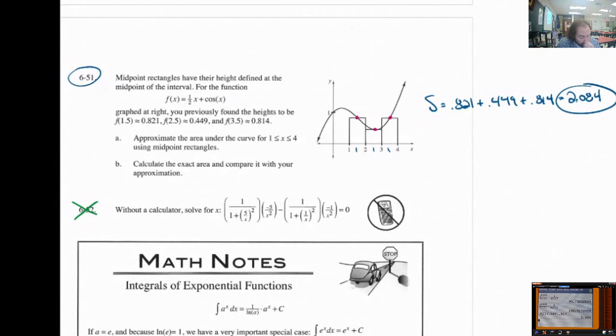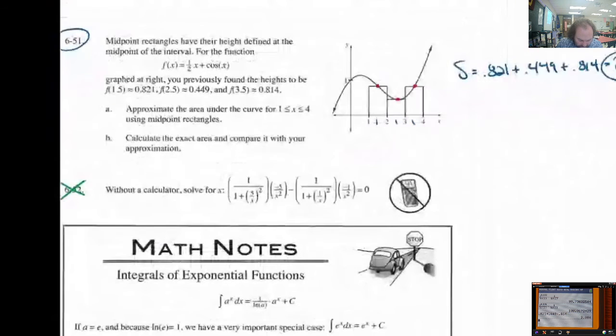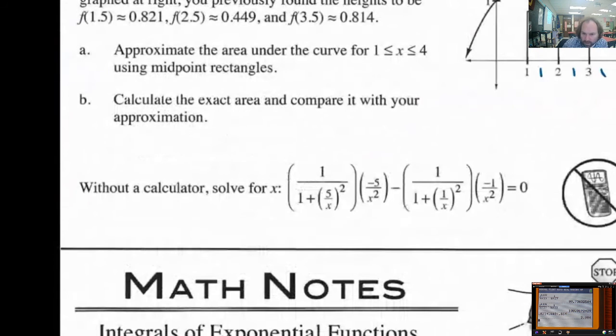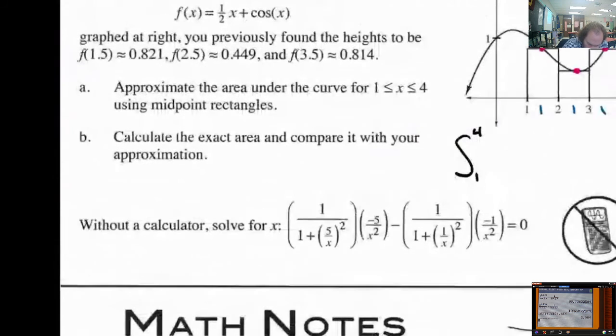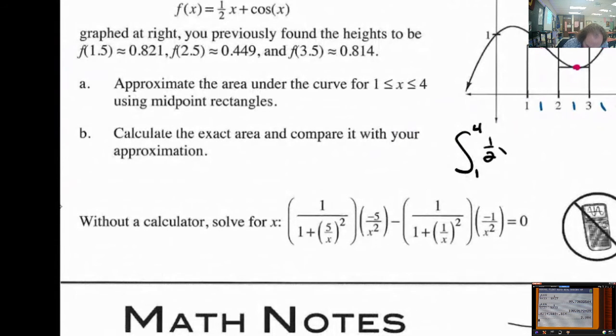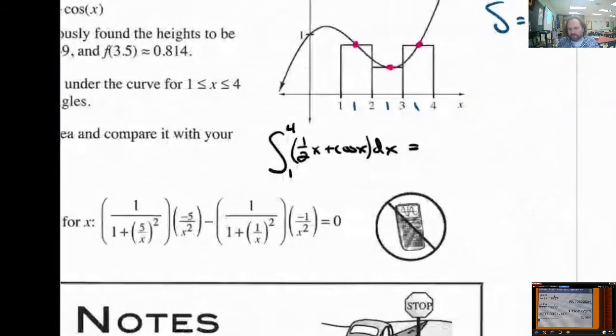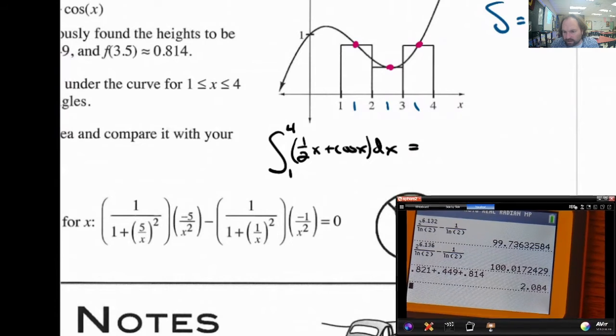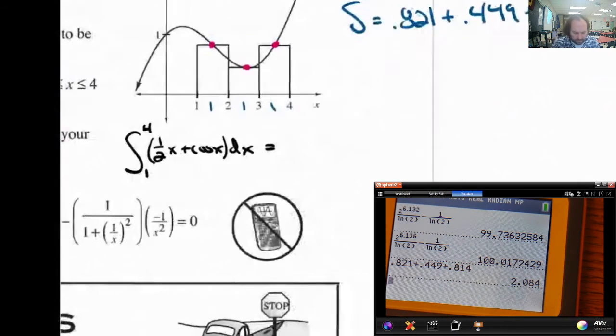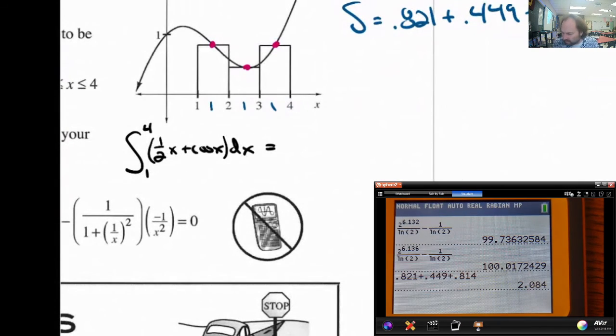Now what we're going to do is calculate the exact area and compare it with our approximation. And that's actually even easier to do because all we want to do here is the integral from 1 to 4 of the function 1/2 x plus cosine of x times dx. Because the idea here with the integral notation is that we're slicing this up. What dx says is we're slicing this up into infinitely many rectangles, and we are finding the area of them over the range from 1 to 4 and adding them all together.